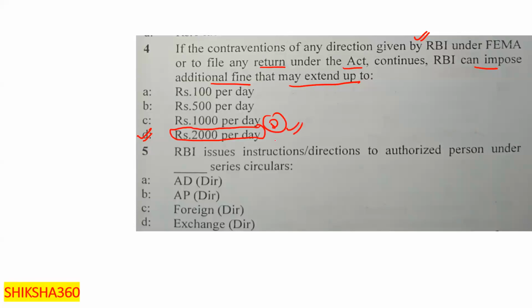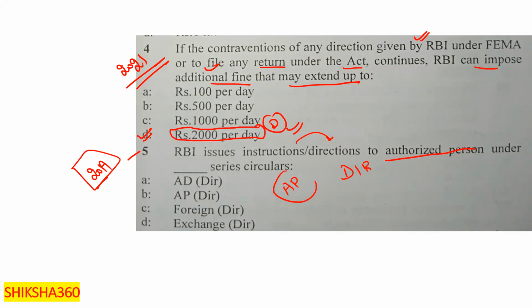Now we will move to question number 5. RBI can issue direction. They have already asked this question in the year 2019 and again in the year 2021. RBI issues directions or instructions to the authorized person under A.P. (DIR) series circulars, which we have already discussed. Authorized person, Foreign Exchange Department of Indian rules. That is option number B.